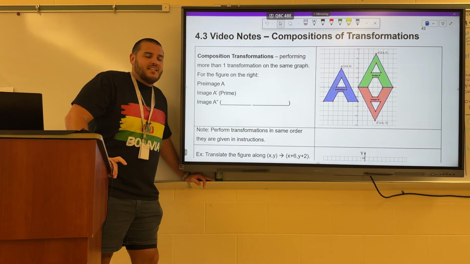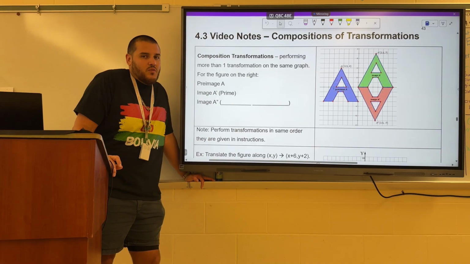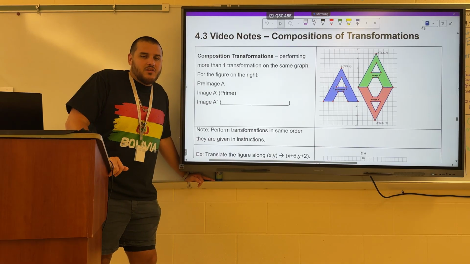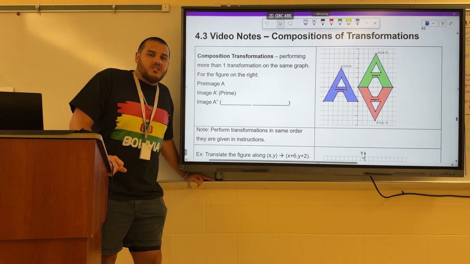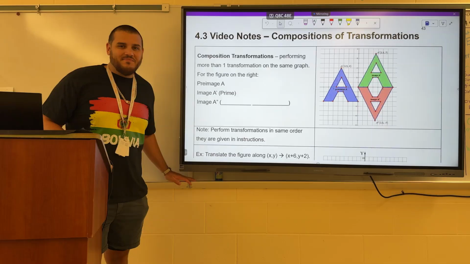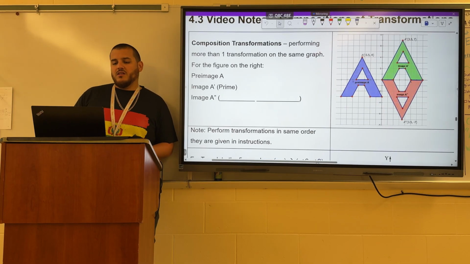A's Geometry course. Today we're going over compositions of transformations, which is just performing more than one transformation on the same graph. So if anything, this is just a great review of all the rigid transformations that we've learned so far. Let's get into it. We're gonna start here with just the basics of naming our figures when we're doing compositions of transformations.